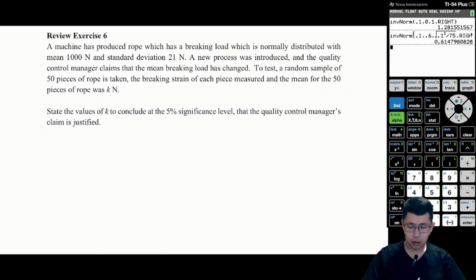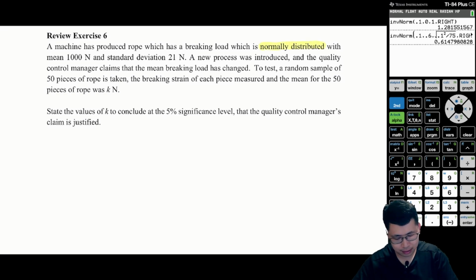Okay, so let's go on to review exercise number 6. So we have here a machine has produced a rope which has a breaking load which is normally distributed, very nice, with mean 1000 newtons and standard deviation 21 newtons. So this one over here, once again, these are generic stuff in general. So this refers to the population parameters. Okay, so population mean and population standard deviation.